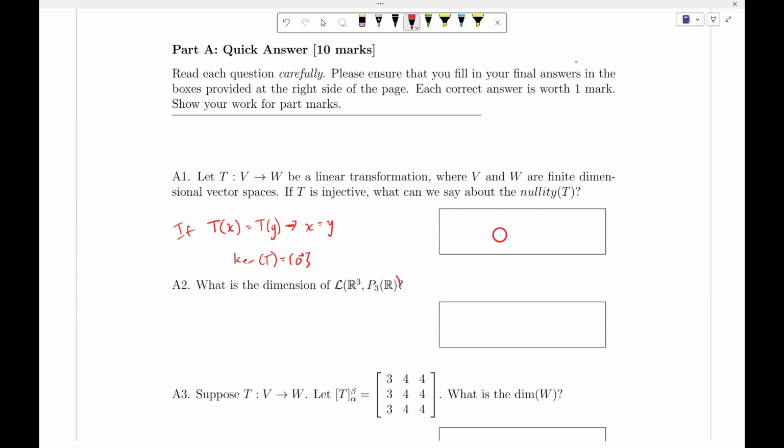Now we're given, what is the dimension of our set of linear transformations from R3 to P4? One way to think of this is to create a matrix where the number of inputs is your number of columns and the number of outputs is your number of rows. Here, R3 has dimension 3. Polynomials of degree at most 3 has dimension 4. So it'd be 1, 2, 3 and 1, 2, 3, 4. So it's a 3 by 4 matrix, or a 4 by 3 matrix. When we multiply this, we get 12.